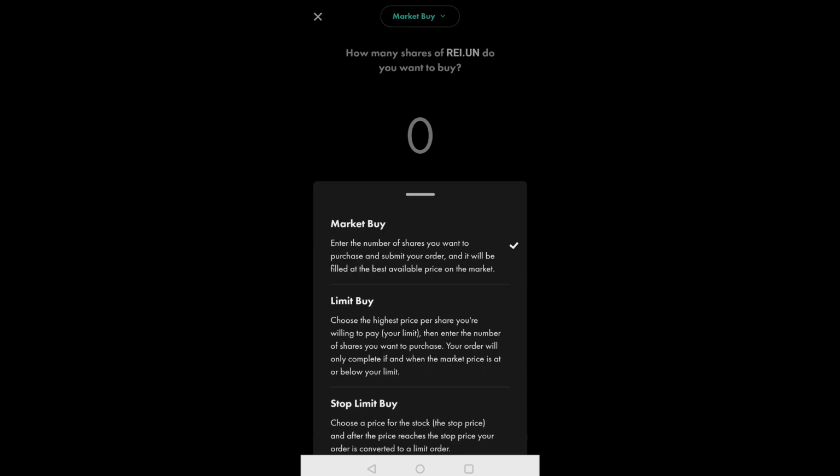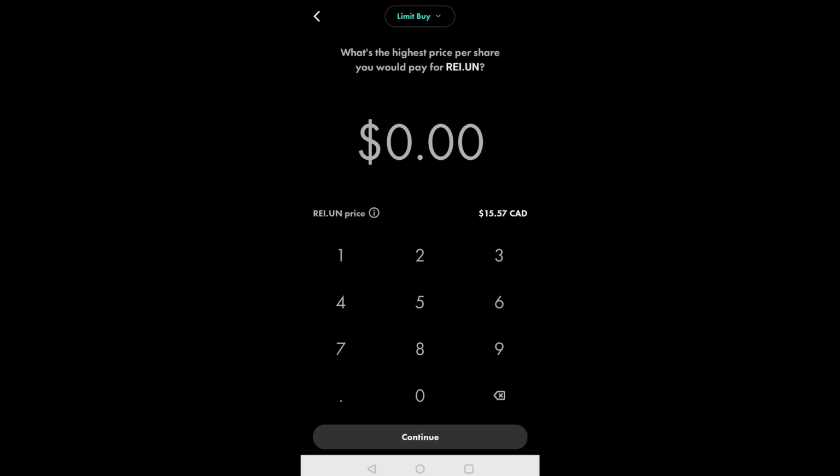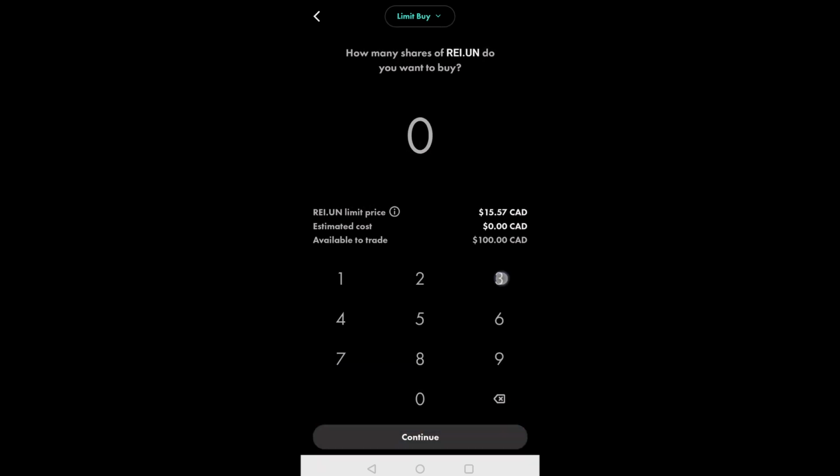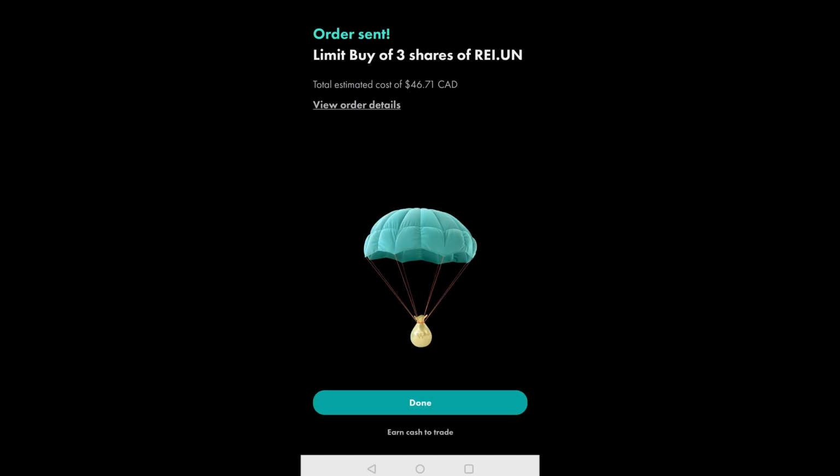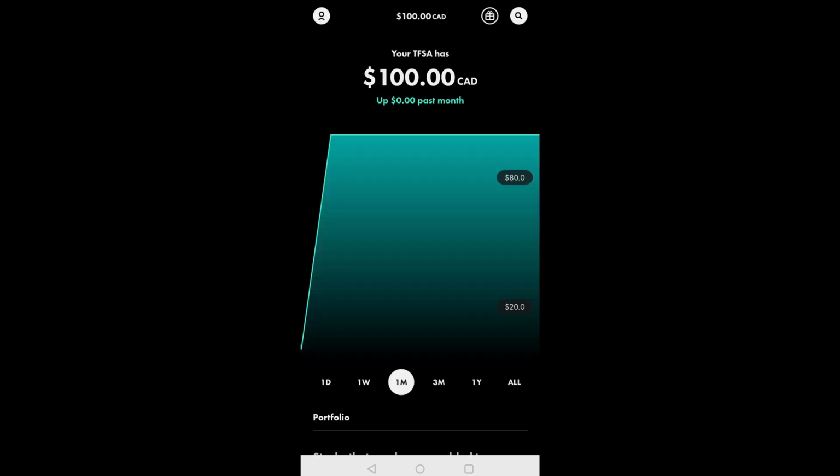Let's hit buy. I do limit orders because there's a slight delay in purchasing the stock, and a limit order ensures that the order goes through for the price we entered. I'll buy 3 stocks and send order. That is how you buy a stock on the app.